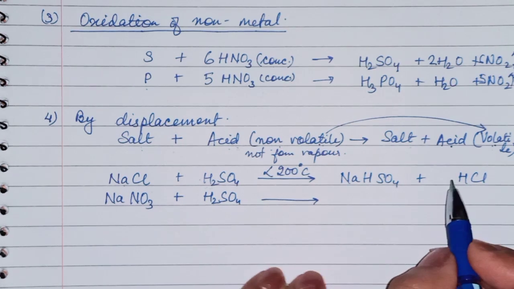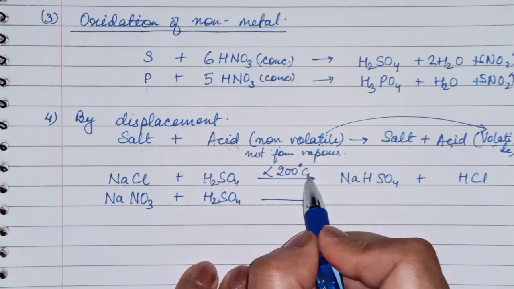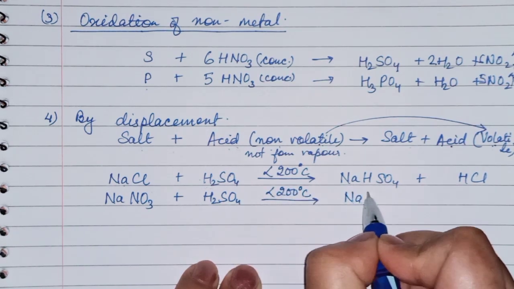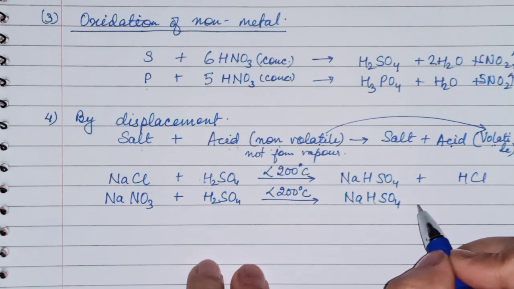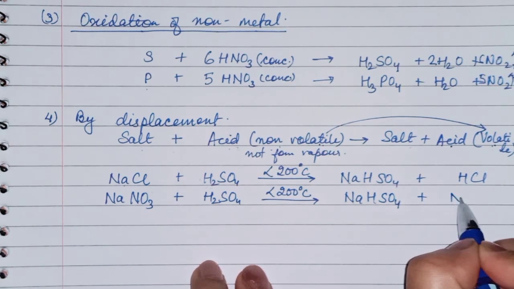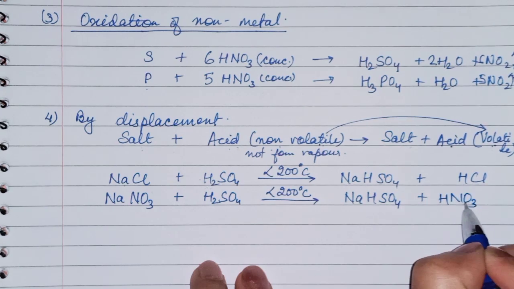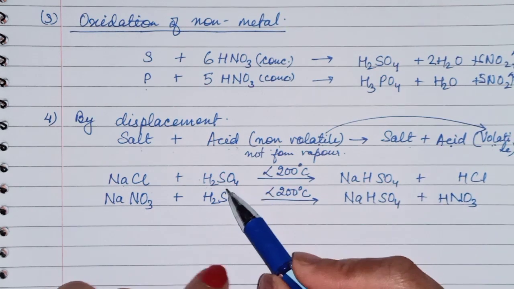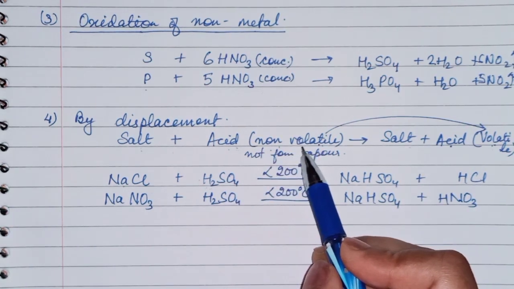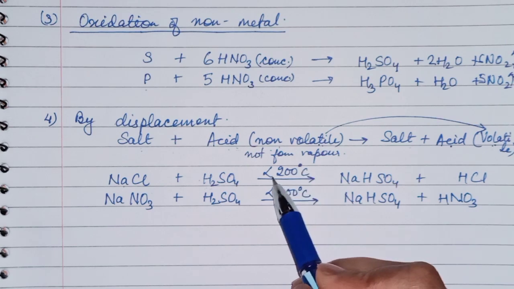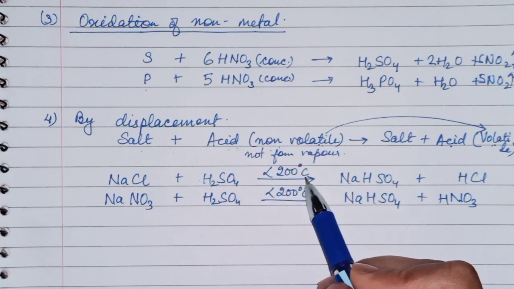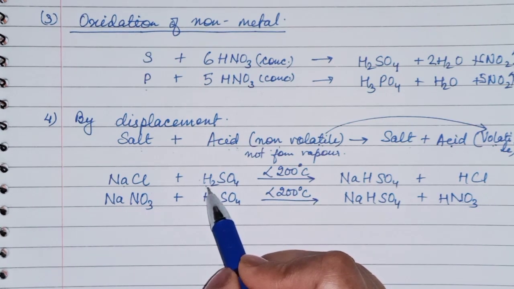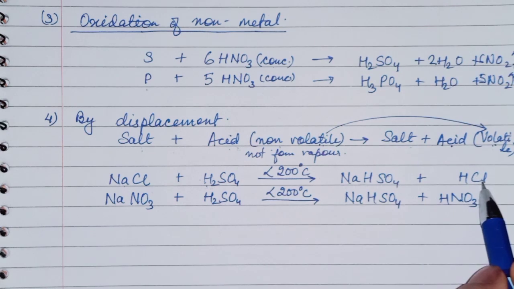If you are taking temperature below 200 degrees Celsius, here also the temperature must be below 200 degrees Celsius. So here also it will form NaHSO4 and nitric acid, HNO3. So HCl and HNO3 are volatile acids and H2SO4 is a non-volatile acid. Non-volatile acid will not produce vapor. Temperature is kept below 200 degrees Celsius because we have to ionize only one hydrogen from here, and the other hydrogen is forming acid.